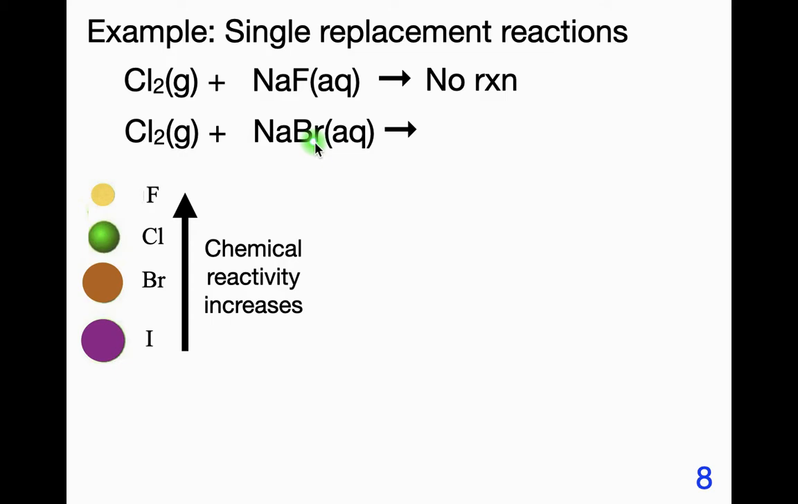And you might recall that in a single replacement reaction, you have one element by itself replacing another element in a compound. And it'll always be like will replace like. So chlorine is a halogen, so it's going to replace bromine, which is a halogen.